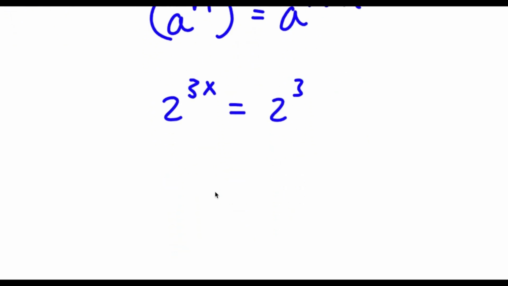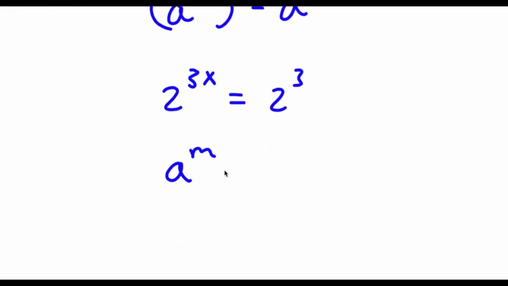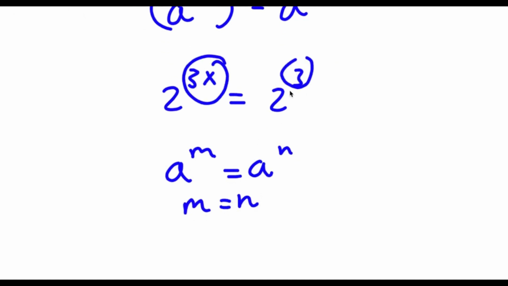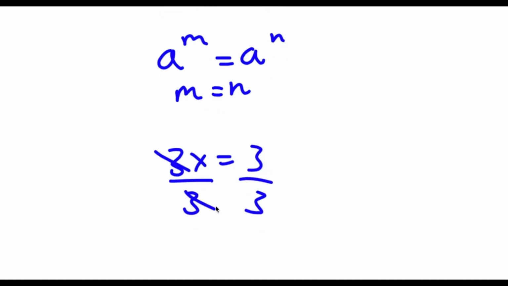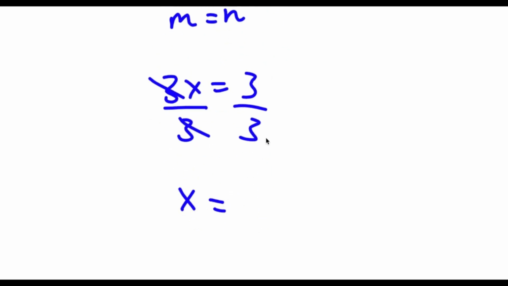Now, if I have something in the form a to the power of m is equal to a to the power of n, this means that m is equal to n. So in this case, 3x is equal to 3. So to solve this, I'm going to divide both sides by 3. These two cancel out. Now I'm left with x is equal to 3 divided by 3, which is 1. So this is my answer.